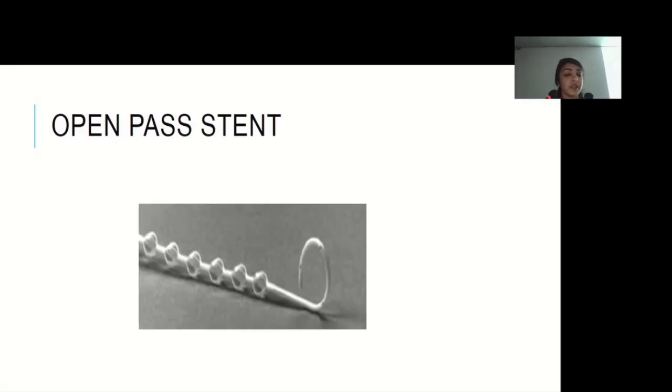Open pass stent, these stents are basically designed with radially arranged bridges. They help in stone entrapment. In these pockets, the stone gets entrapped, and once you remove the stent, the stone fragments will come out with this stent.